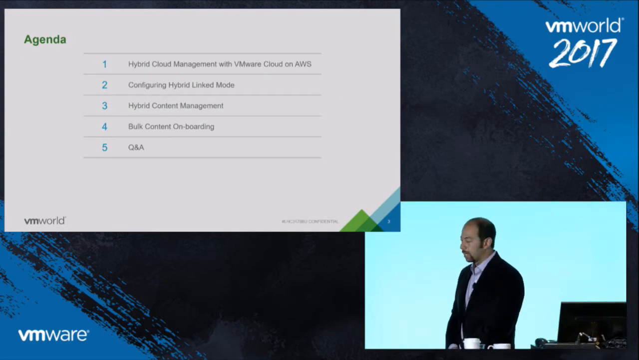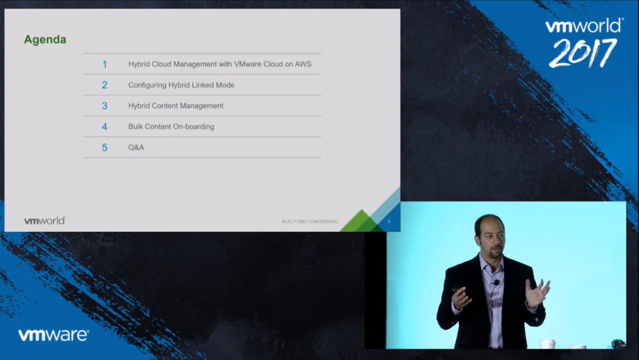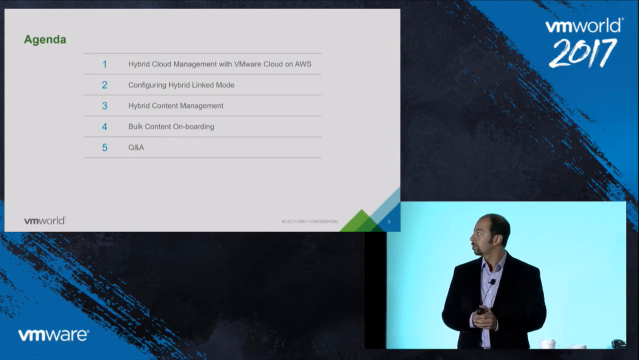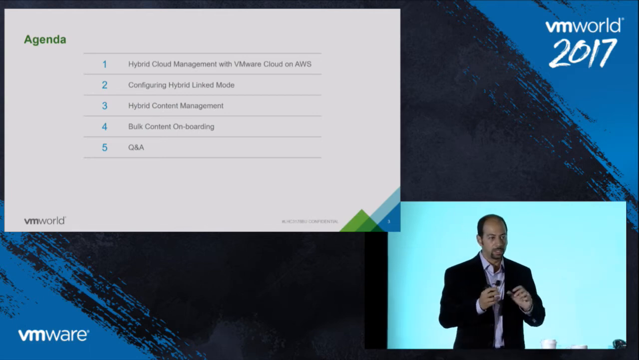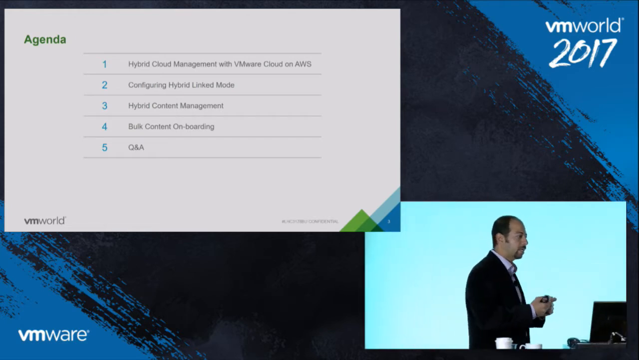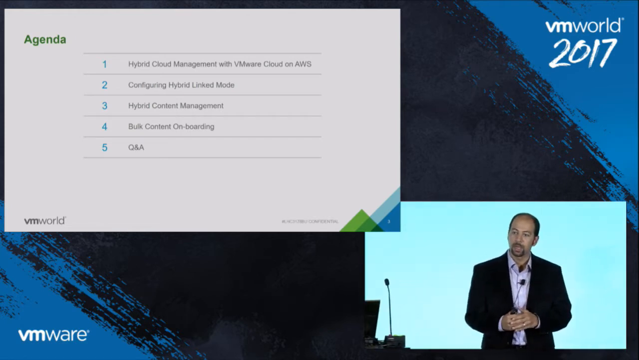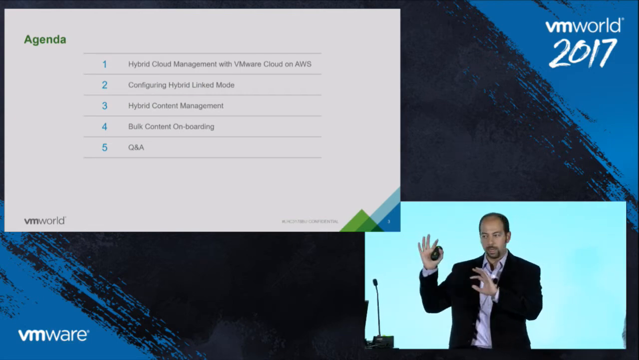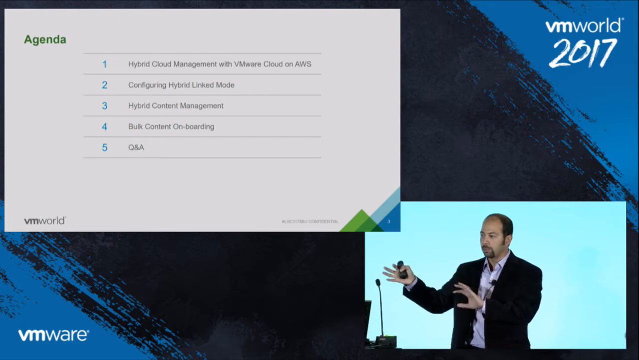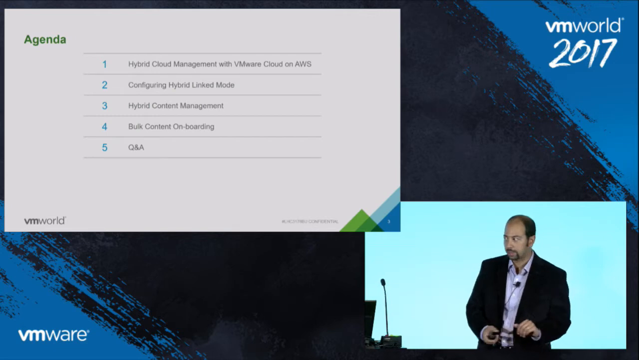In terms of the agenda, we'll quickly talk about hybrid cloud management and some of the things that it enables and allows us to do. We'll also get into how hybrid linked mode addresses these use cases and how we've designed it to address those, and get into more of the configuration aspects of it. So I'll walk you step by step through the flow that we have designed to allow you to link a cloud environment, a VMware Cloud on AWS, to your on-premises vCenter environment. Okay, so we'll do that today.